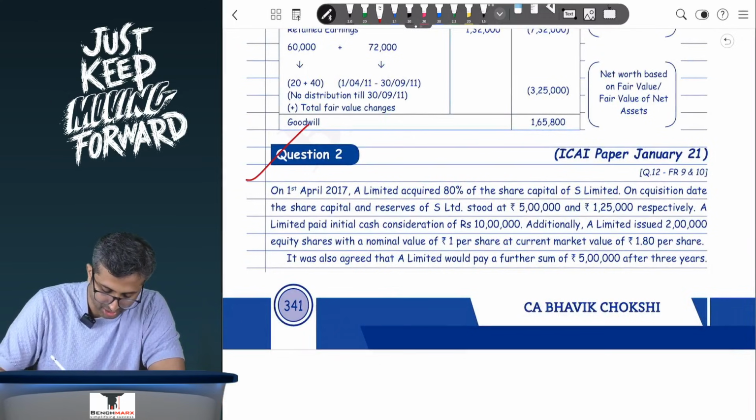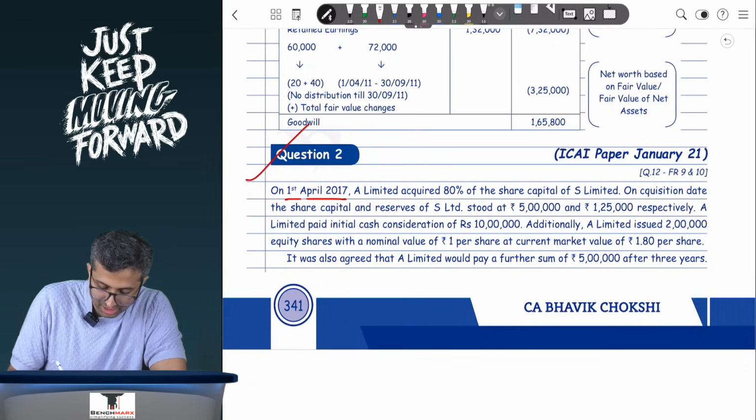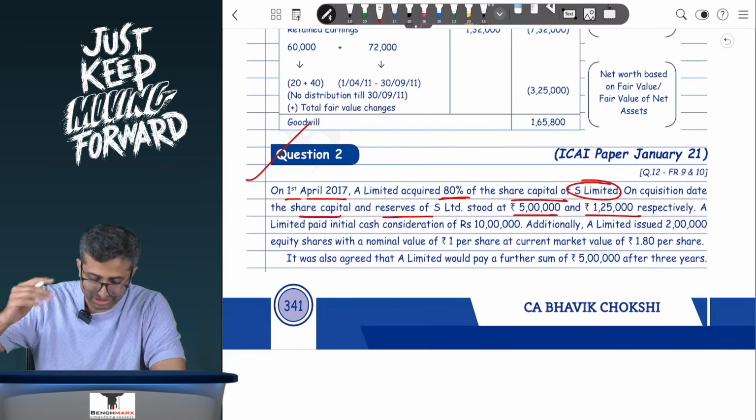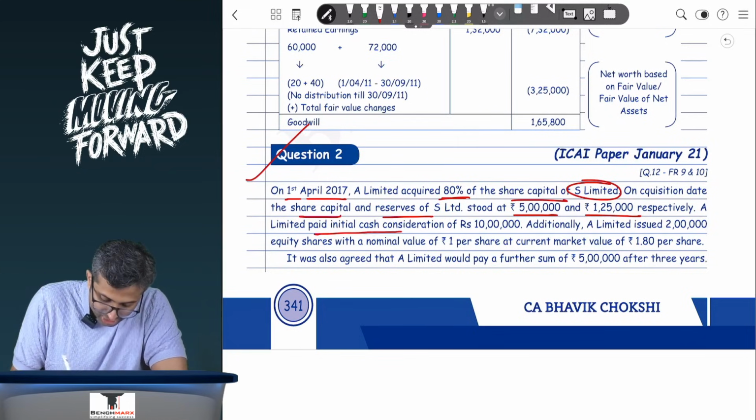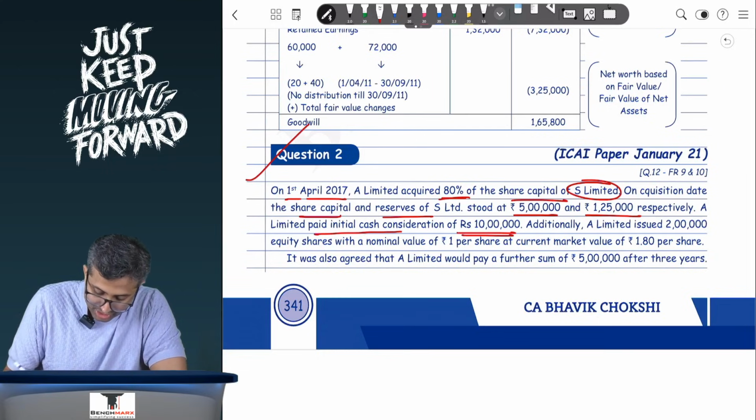So, over here on 1st April 17, A acquired 80% of the share capital of S. On the acquisition date, share capital and reserves of S are at 5 lakhs and 1,25,000 respectively. So, this is like your net worth as per book, 6,25,000. A paid initial cash consideration of 10 lakhs. This is paid in cash.